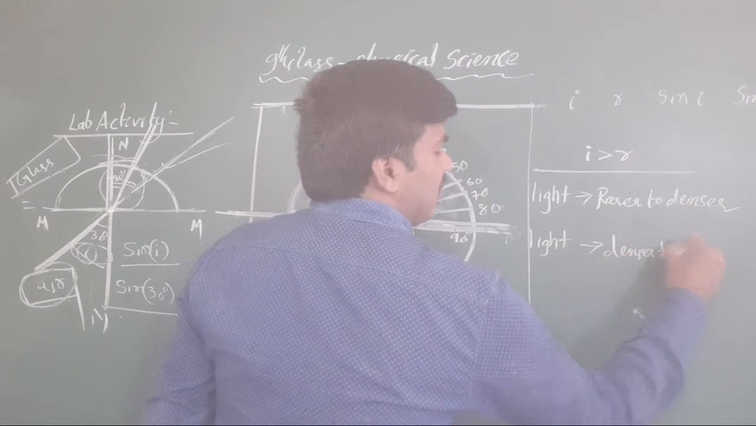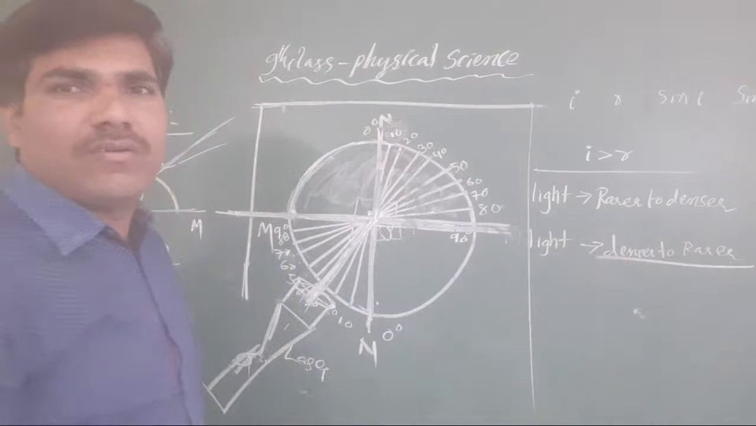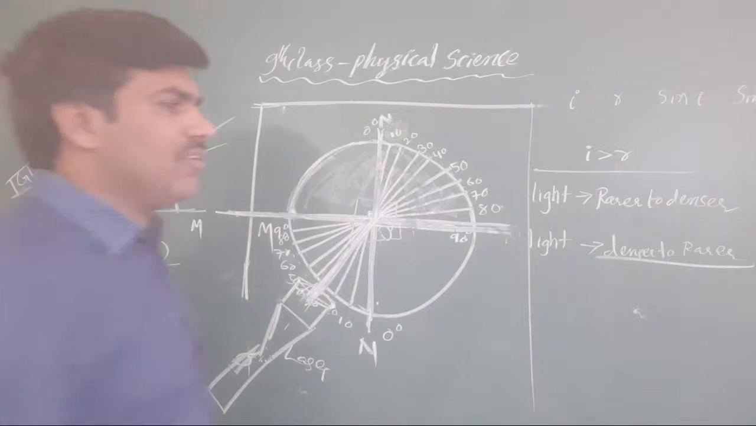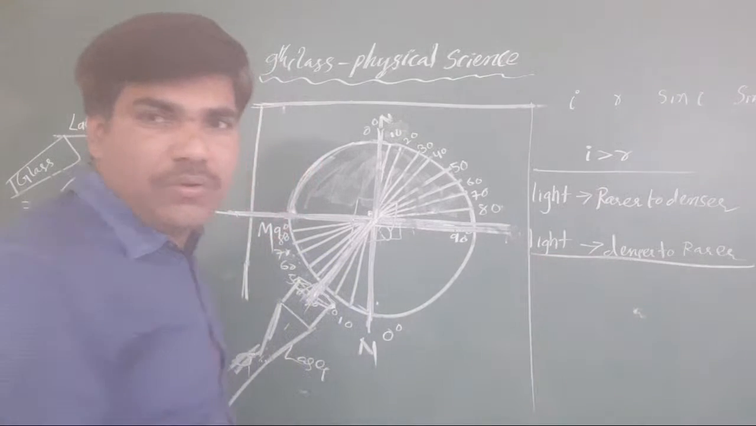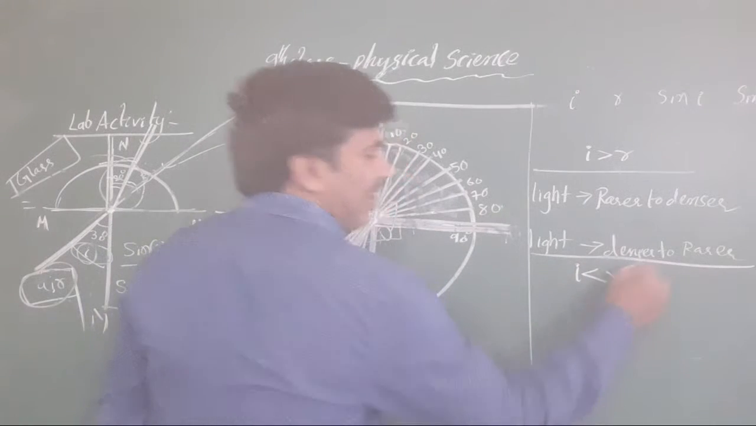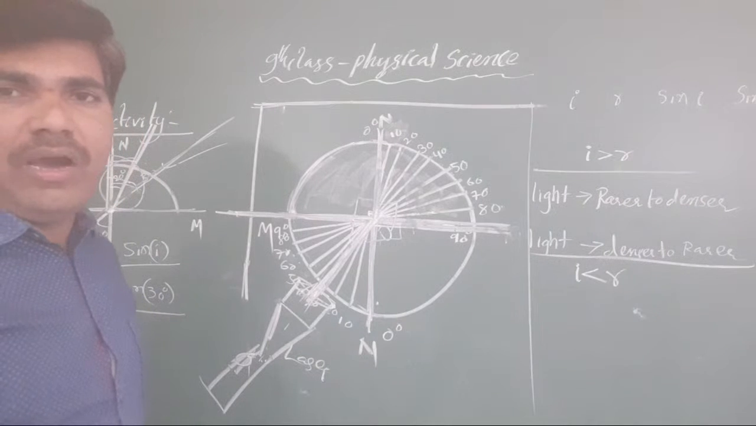denser to rarer. Light enters from denser to rarer. Okay, clear or not, all the students? When the light enters from denser to the rarer, automatically what will we get? Okay, now that is I is less than R compulsorily. Clear or not, all of you? I is less than R.